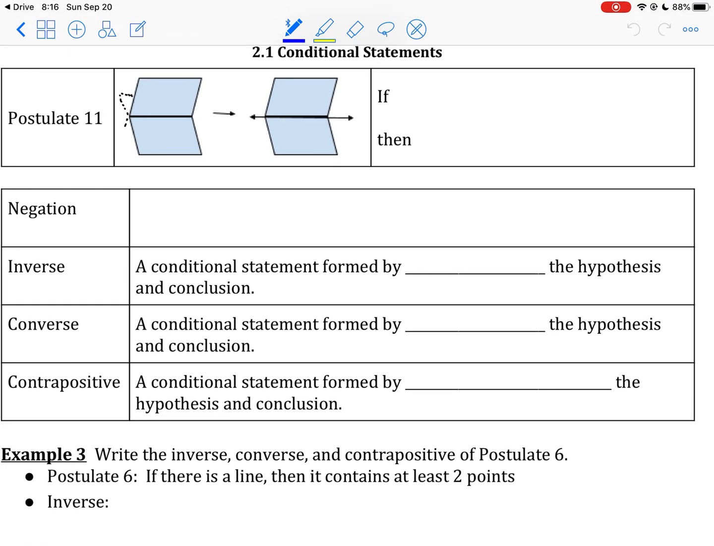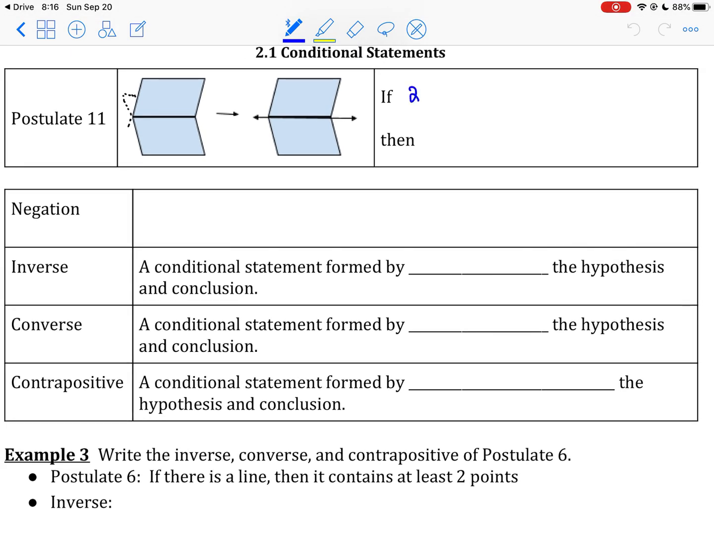So this one says, if 2 unique planes intersect, and that came from the first part of this image, and then wherever I see that arrow, that's like the comma. The next part is the then, it's the conclusion. So if 2 unique planes intersect, then their intersection is a line. All right, so that was postulate 11.